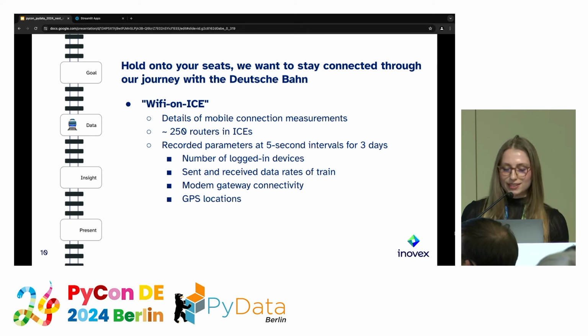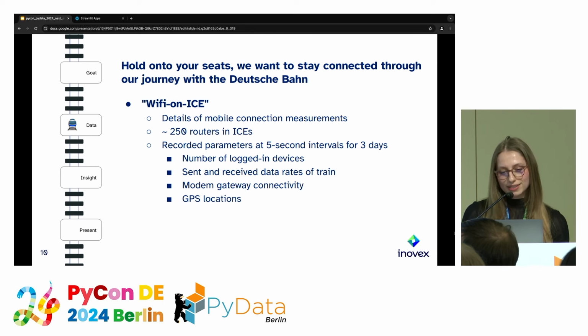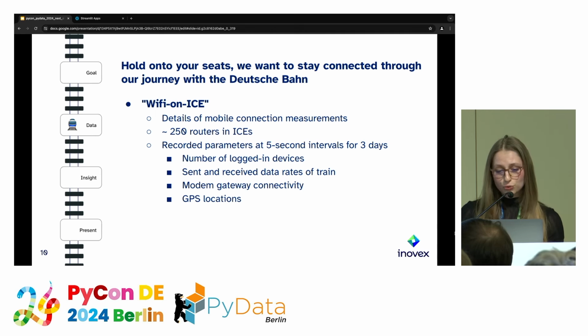Okay, for the dataset, as I said already, we use an open source dataset, which is called Wi-Fi on ICE. It contains details of mobile connection measurements for around 250 routers in the trains. These measurements are recorded at 5-second intervals for 3 days and include parameters like the number of logged-in devices, send and receive data rates of the train, the modem gateway connectivity that belongs to a router, and the respective GPS locations for all these recorded parameters at the 5-second intervals.